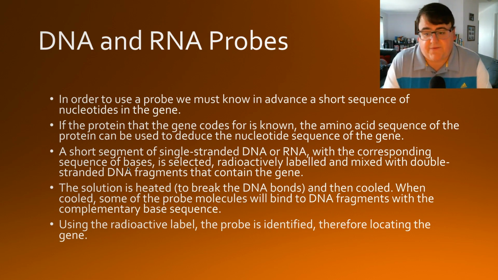It's radioactively labelled and then will be mixed with the double-stranded DNA fragments that contain the gene you're looking for. The solution will be heated, which breaks the hydrogen bonds between the DNA strands, and then it will be cooled to allow bonding to reoccur. While it's cooled, some of the probe molecules will actually bind to those DNA fragments, and we can use the radioactive label to identify the probe and therefore locate the gene that it's attached to. So that's how we select the right gene for genetic engineering.